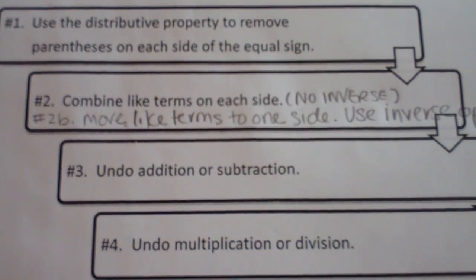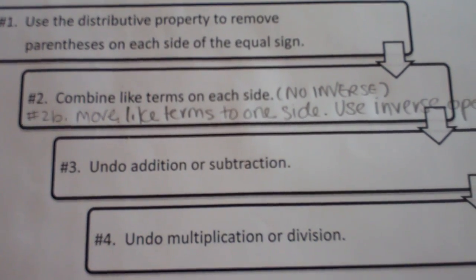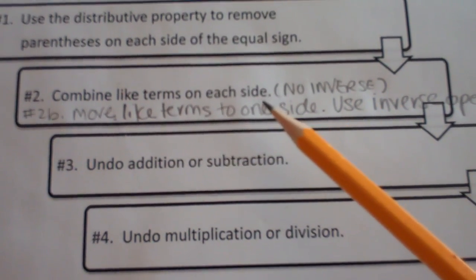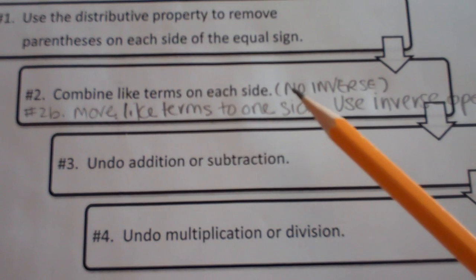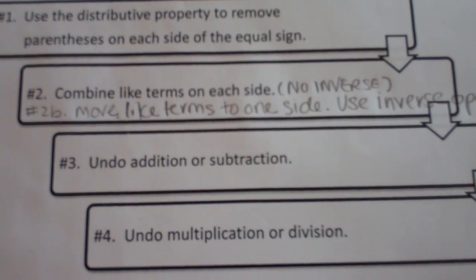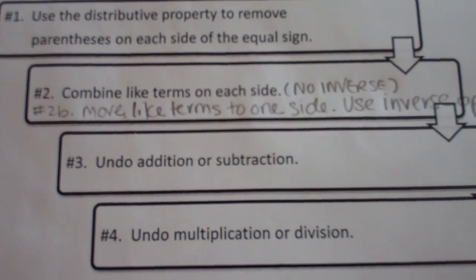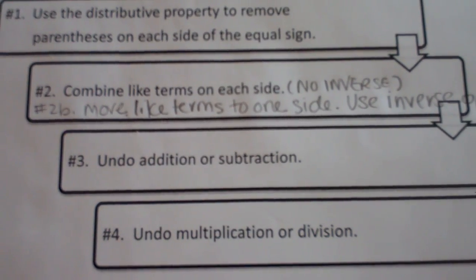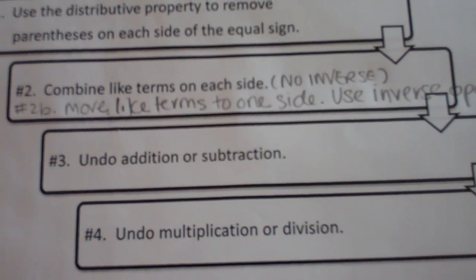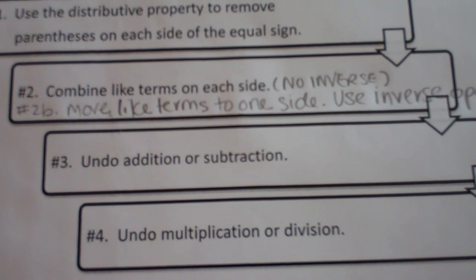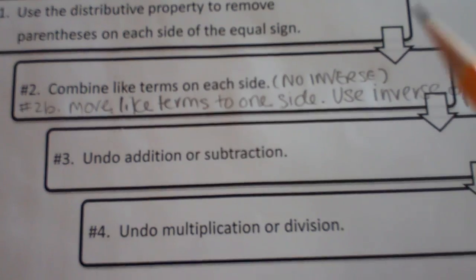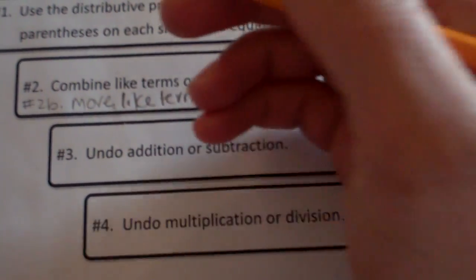Okay, welcome back. On your flowchart, I would like you to input some information. First, where it says combine like terms on each side, I need you to put in no inverse. A lot of students make this mistake. They use inverses, such as if we're adding, they would be trying to undo the term by subtracting. But when we combine terms on each side, we don't need to use inverses. We just combine them.